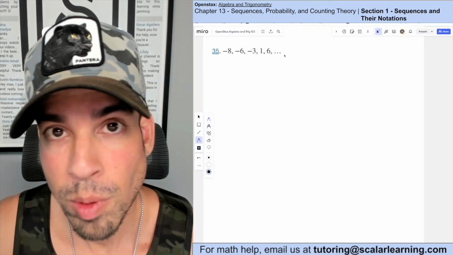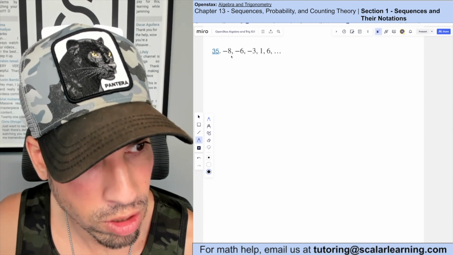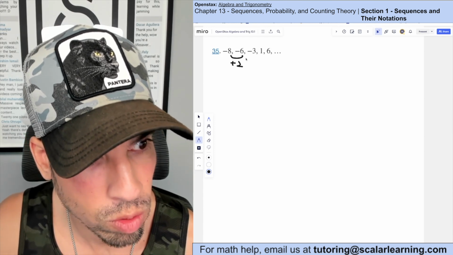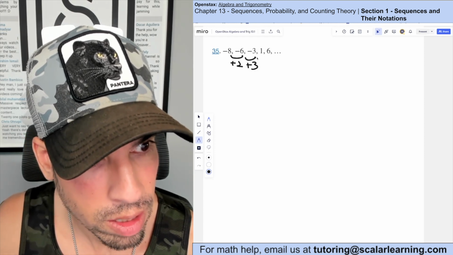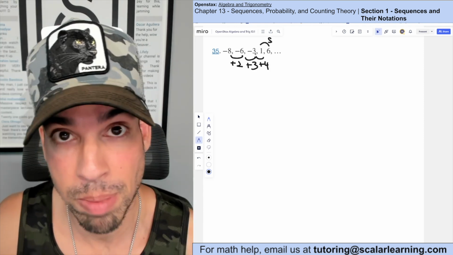Done. So here we want to write some sort of recursive formula. Now let's first figure out what is the pattern here, right? I see it going up by 2, then I see it going up by 3, then I see it going up by 4, up by 5. So obviously we can see a pattern, right?